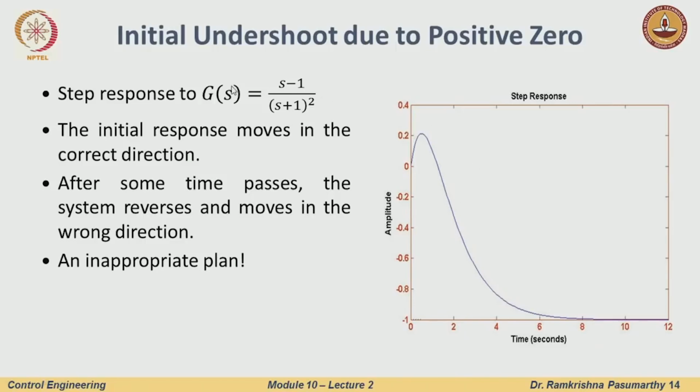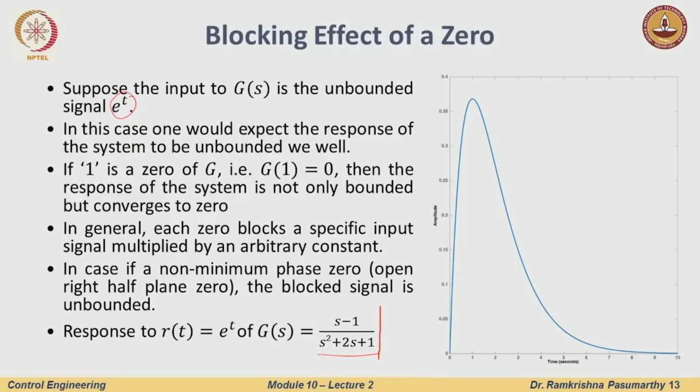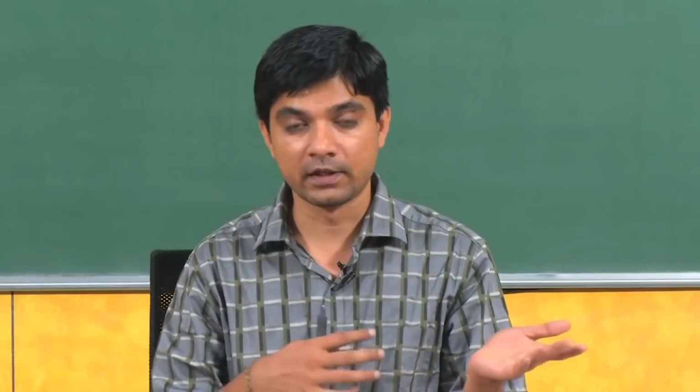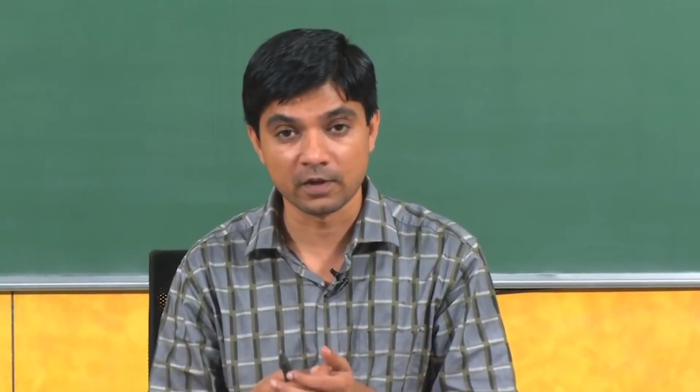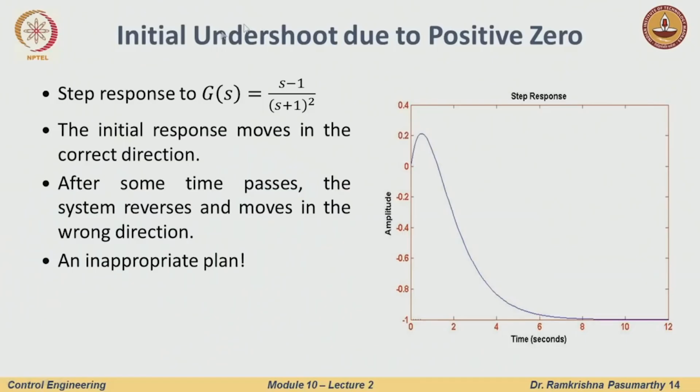Now, some more strange phenomena. After we discussed what we called the blocking effects of zeros, we see something strange happening to what we had learnt in the earlier 9 modules, right? If input is a sinusoid, output is also a sinusoid. Well, no, there is something strange happening here. Input is unbounded, output might also be unbounded. No, something strange is happening here, that output actually is bounded, right? Okay. Now, there is something called initial undershoot, right? So we'll analyze some of these examples here.